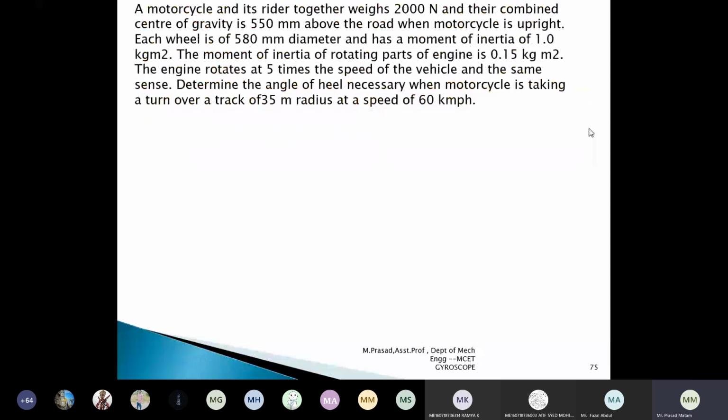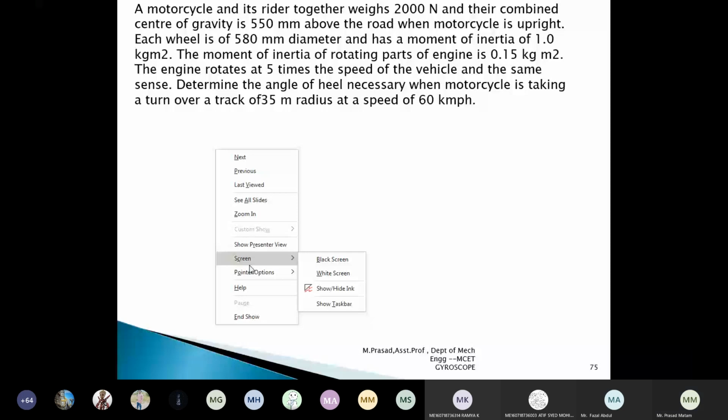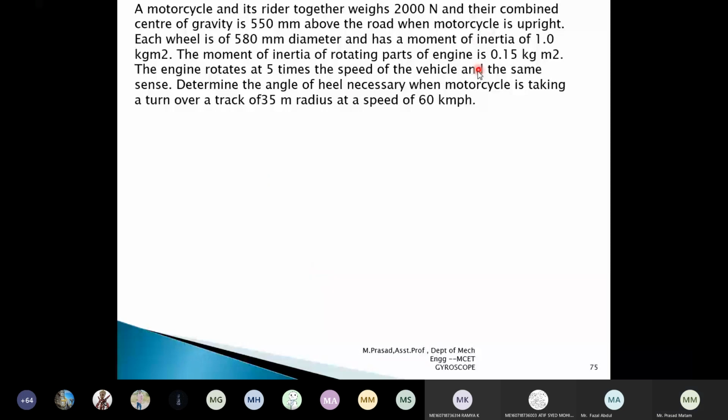You can see a motorcycle and rider together weigh 2000 newtons and their combined center of gravity is 550 mm above the road when the motorcycle is upright. Each wheel is 580 mm diameter and has moment of inertia 1 kg meter square. The moment of inertia of rotating parts of the engine is 0.15 kg meter square. And the engine rotates 5 times the speed of the vehicle and in the same sense.